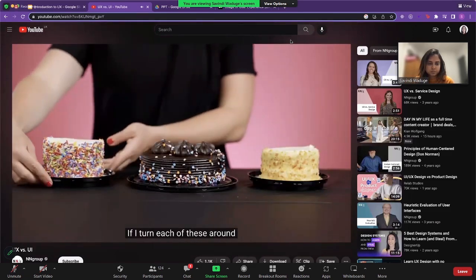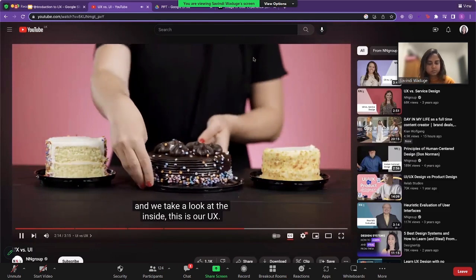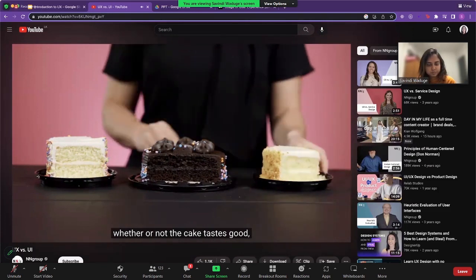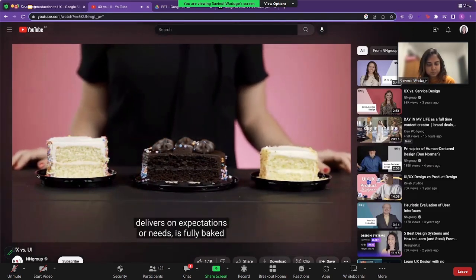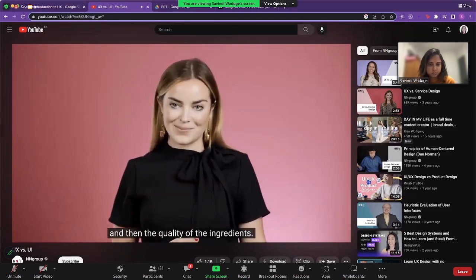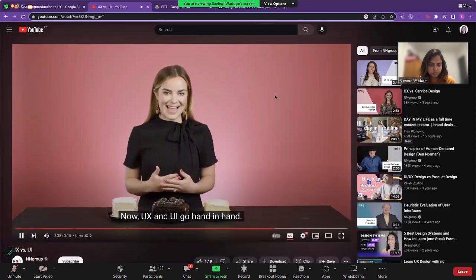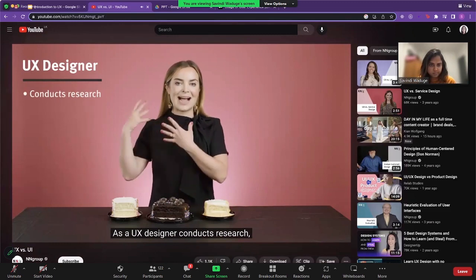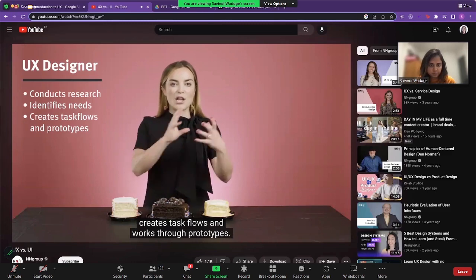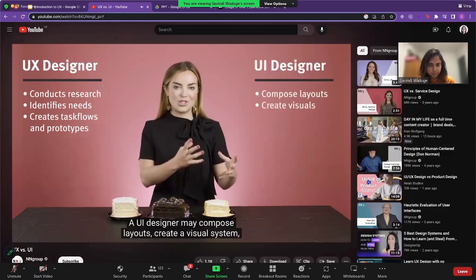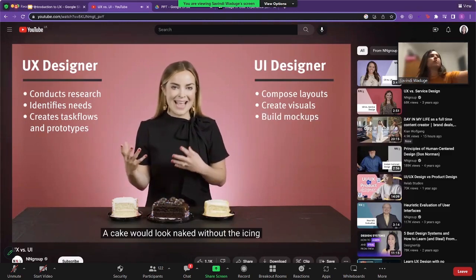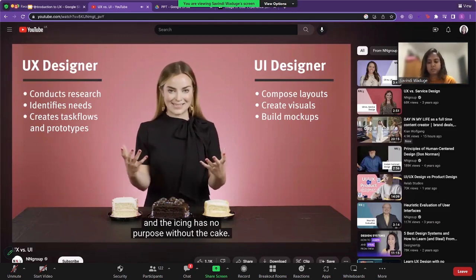If I turn each of these around and we take a look at the inside, this is our UX. It's the cake itself. It's the core of the experience. Whether or not the cake tastes good, delivers on expectations or needs, is fully baked, and then the quality of the ingredients. Now, UX and UI go hand in hand. As a UX designer conducts research, identifies the user's core needs, creates task flows, and works through prototypes, a UI designer may compose layouts, create a visual system, and build mock-ups. A cake would look naked without the icing, and the icing has no purpose without the cake.